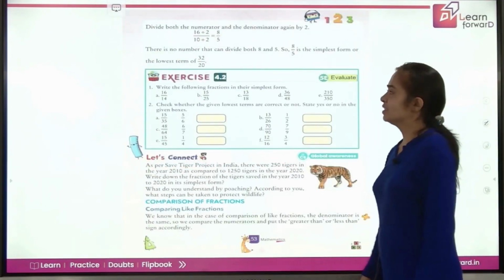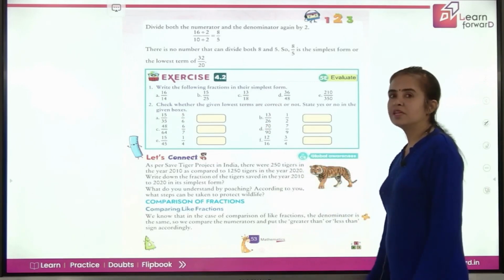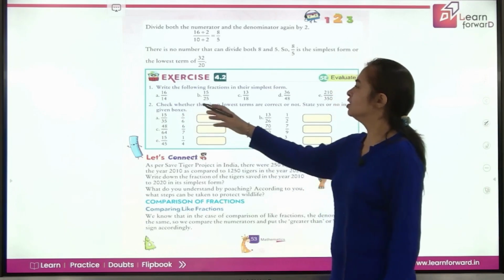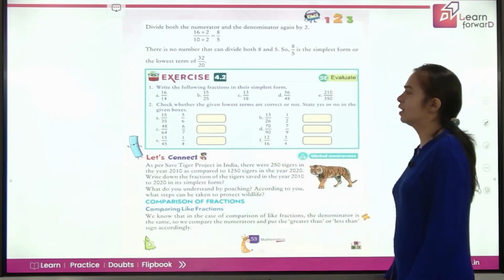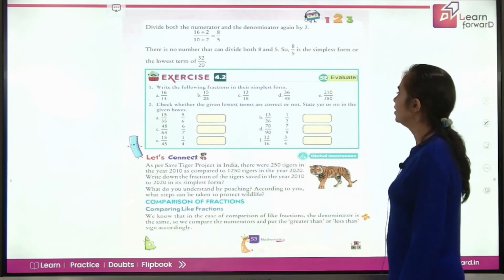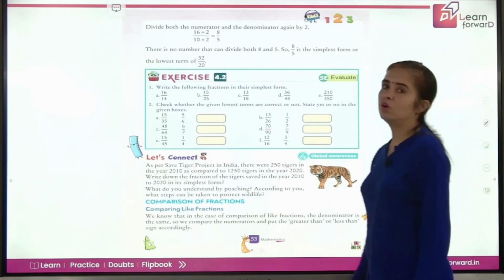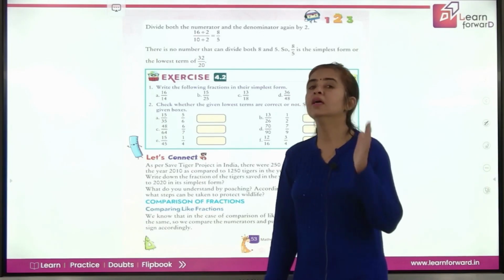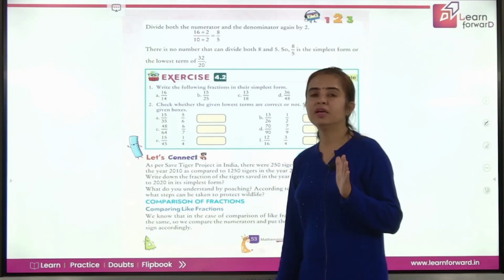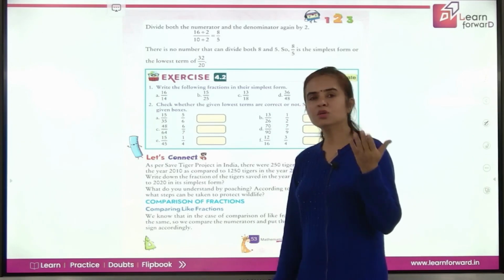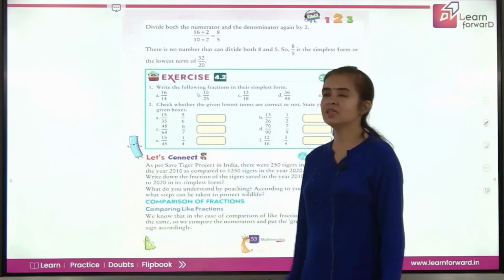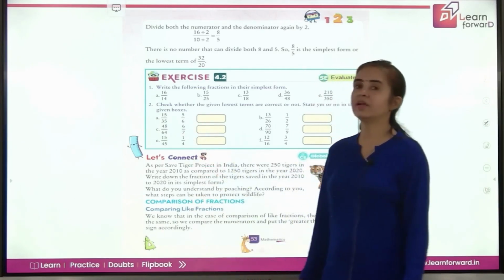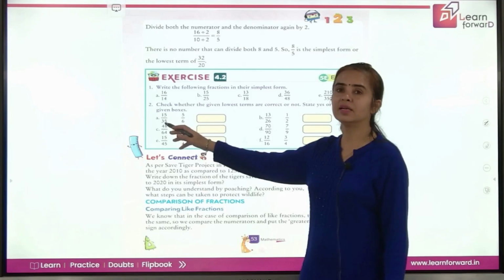You have an exercise here. Write the following fractions in the simplest form. So choose your method of finding the simplest form. Second is to check whether the given lowest terms are correct or not. To find the lowest term, what you have to remember, as I told you, in the simplest form, the common factor in numerator and denominator should be 1. So we'll just look at 5 by 6. Is it the lowest form? There is only 1 as the common factor, but have we reduced it correctly?